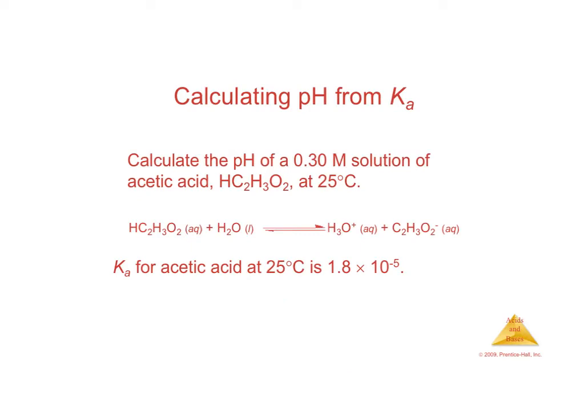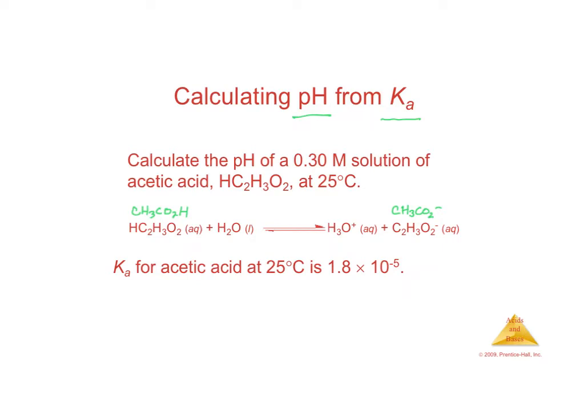So let's get to it and calculate the pH of a weak acid solution from its weak acid dissociation constant. Calculate the pH of a 0.3 molar solution of acetic acid at 25 degrees Celsius. So we've got our balanced equation for the weak acid dissociation. We've been given the weak acid dissociation constant for acetic acid of 1.8 times 10 to the minus 5. Go ahead and write your weak acid dissociation expression for this reaction.